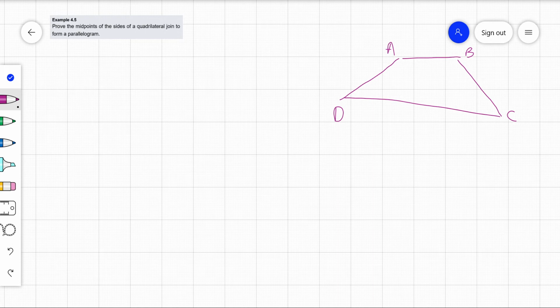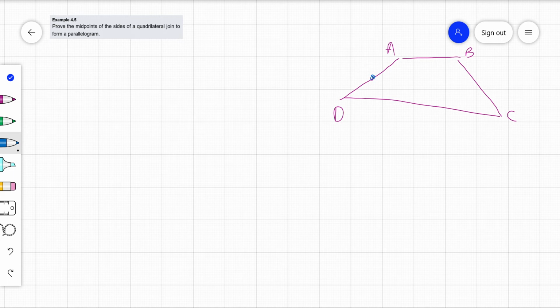Prove the midpoints of the sides of a quadrilateral. So the first thing I'm going to do is say, in my quadrilateral ABCD, or OABC, whatever you've made it, doesn't matter, the midpoints of the four sides are, and I'm going to make them letters as well. So here's my midpoint. I'll do my midpoints in a different color.